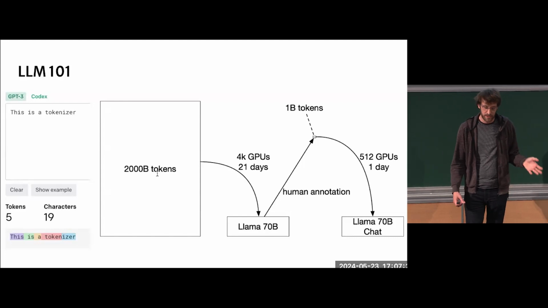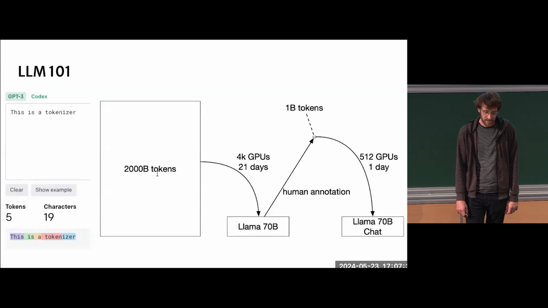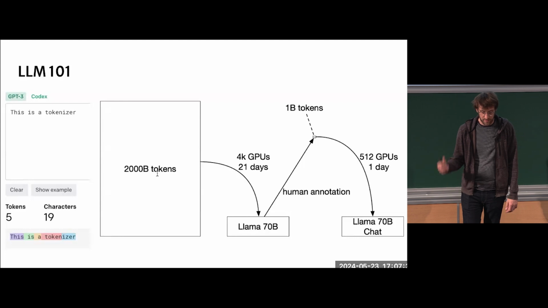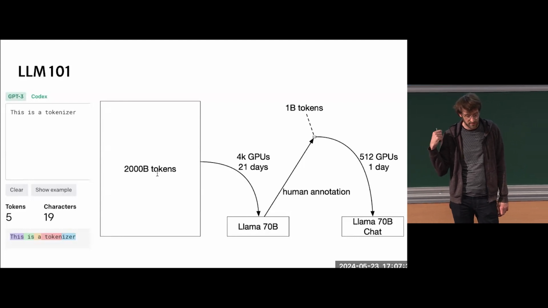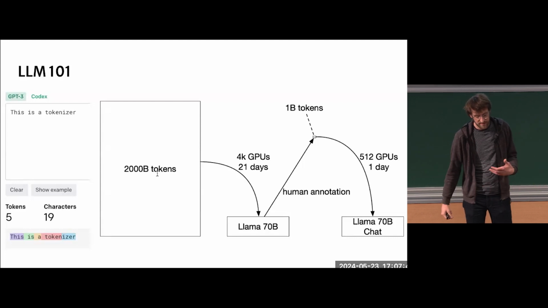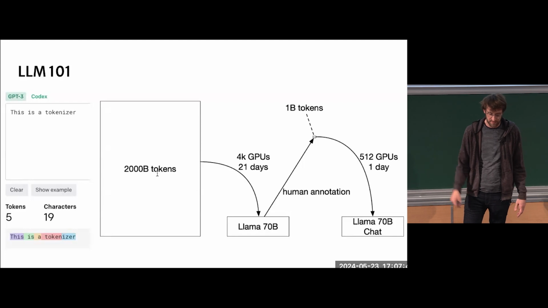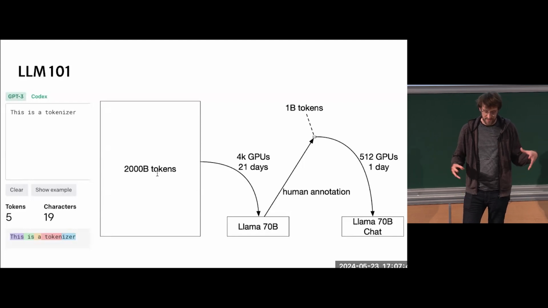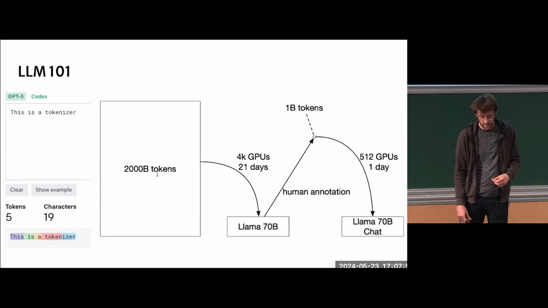Then we're going to pre-train on a massive amount of data. These are numbers that are public from Llama 2. For a 70B model in Llama 2, we trained on 2,000 billion tokens, so 2 tera tokens of training set for the pre-training. Roughly this takes 4,000 GPUs for 21 days. You can see all of that in the paper. That's where most of the knowledge gets acquired in the LLM.